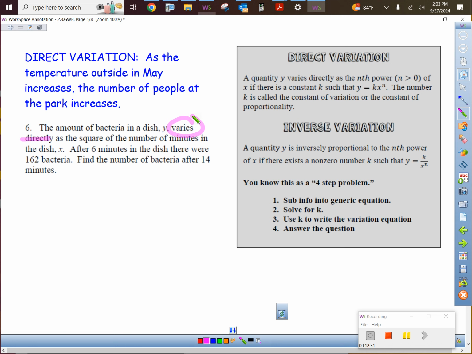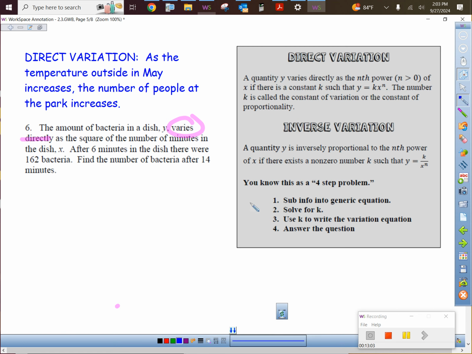We're just taking time. They're like, okay, at 1 minute there was this much bacteria, then 10 minutes later there was this much bacteria, then 20 minutes later there was this much bacteria. They looked at the data and they saw the relationship was squared. So they say after 6 minutes there was 162 bacteria. Find the number of bacteria after 14 minutes.